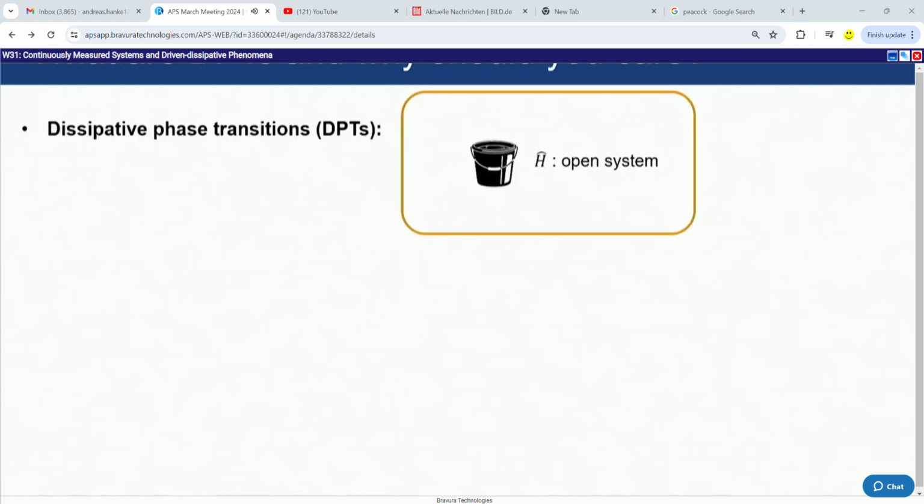Dissipative phase transitions are different from the more common thermal and quantum phase transitions. They typically occur in open quantum systems, which can interact with their environment through the presence of drive and dissipation. In this case, it's the interplay, the competition between these three different terms, the drive, the Hamiltonian, and the dissipation, that gives rise to different phases and transitions between them.